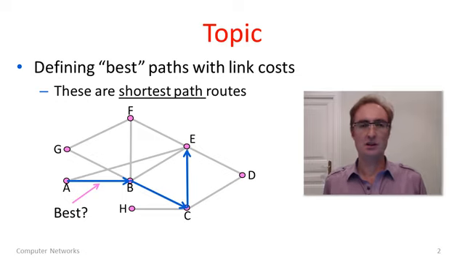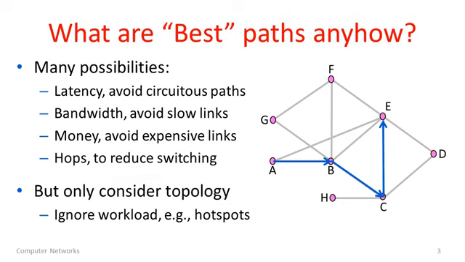In previous segments I've talked a fair bit about routing finding the best path through the network, but we haven't really said what that means. In this segment we're going to delve into that topic and provide an answer. The answer is going to assign costs to links and use the notion of shortest paths as a way of defining what a good path is. Let me go into that in a little more detail.